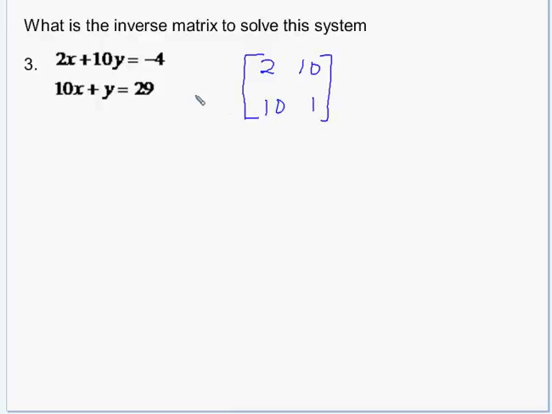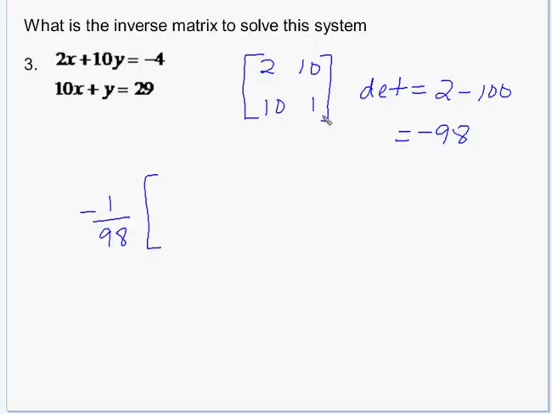And then we have to find the determinant first. So our determinant is going to equal, remember, you take these two numbers and you multiply them, minus the product of these two, so you have 100 here. So it's going to equal -98. Now, for our inverse, remember it's 1 over your determinant, so we have a -1 over 98.